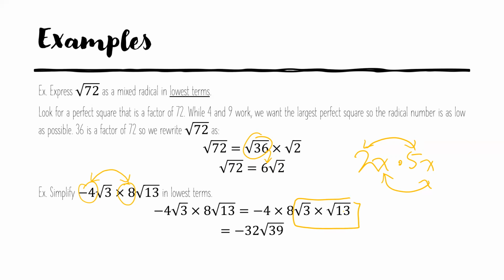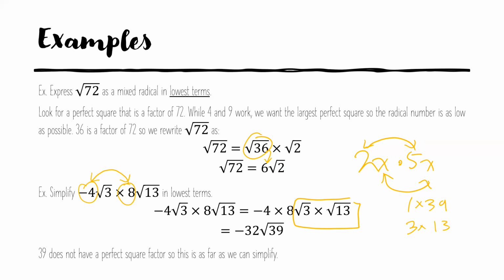So we want to see if we can break that down in any other way. 39 does not actually have a perfect square factor. 39 doesn't have a lot of factors, actually. We have obviously 1 and 39, that's not going to work, and 3 and 13. I think that's pretty much it. Because 39 is not a perfect square, that's as far as we can go.